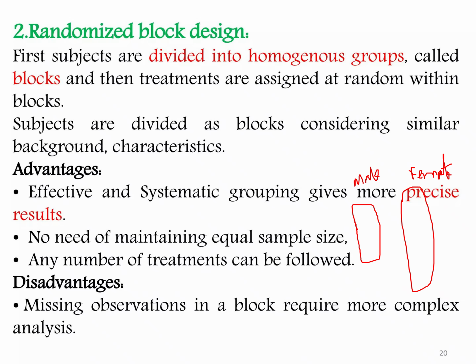So first, subjects are divided into homogeneous groups called blocks. These are the blocks, and then treatments are assigned at random within blocks. Subjects are divided into blocks considering similar background characteristics. The main advantages are effective and systematic grouping gives more precise results, no need of maintaining equal sample size, and any number of treatments can be followed. Disadvantages are that missing observations in a block require more complex analysis.